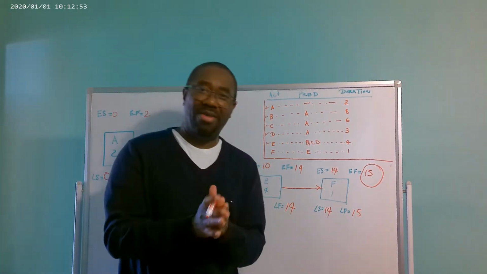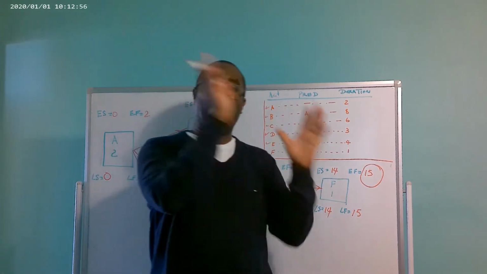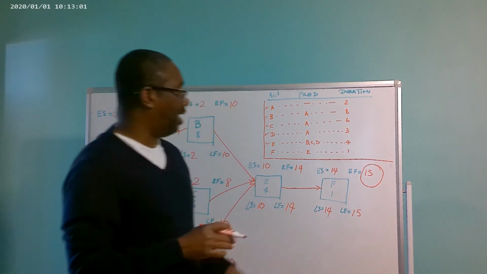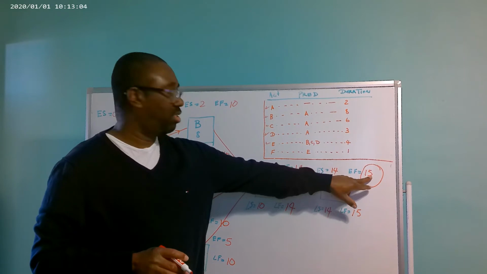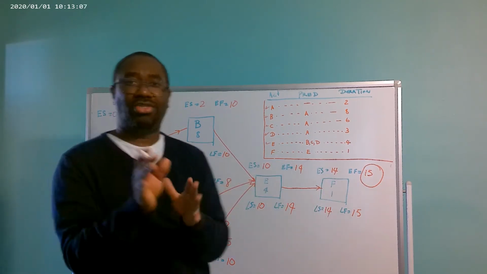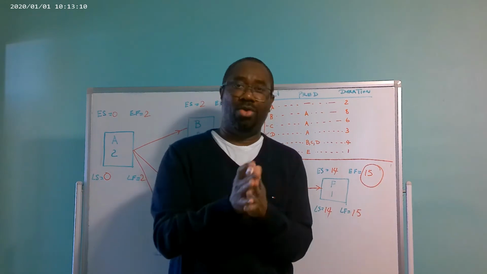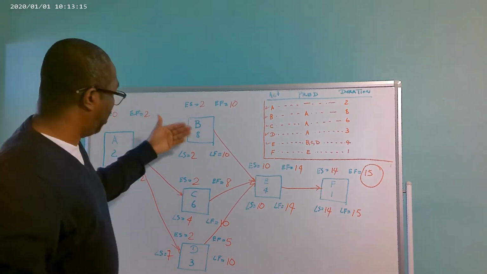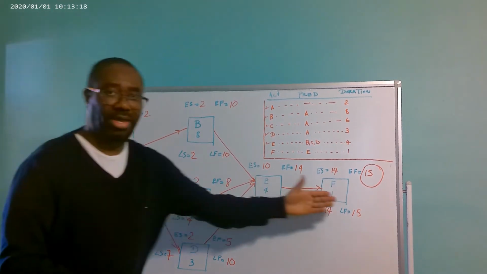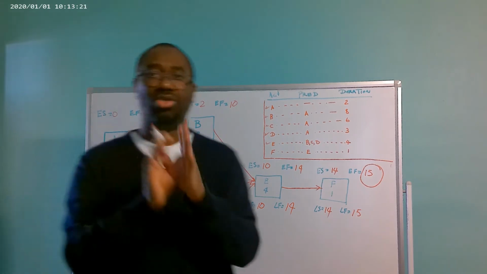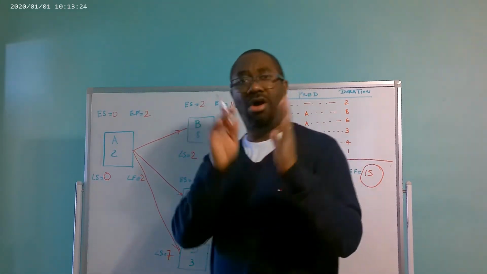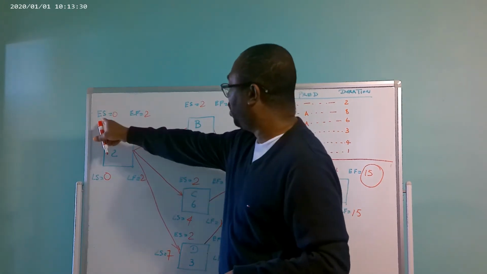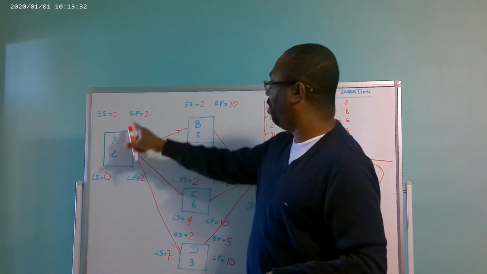Right? So right there we have calculated both the forward pass and the backward pass, and we have calculated the duration of the project, which is 15 days. So let us do the calculation of the float now, to see which part in this diagram is on the critical path. As I've mentioned to you in my last example, in order to calculate the float, it is the late start minus the early start, or your late finish minus your early finish.